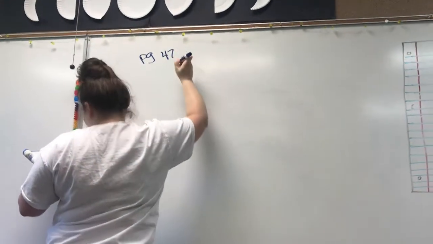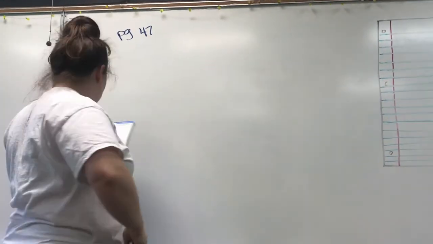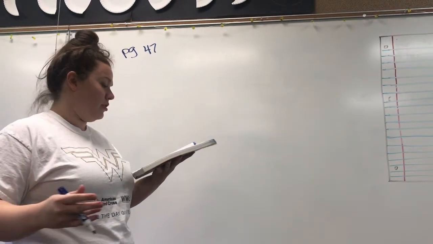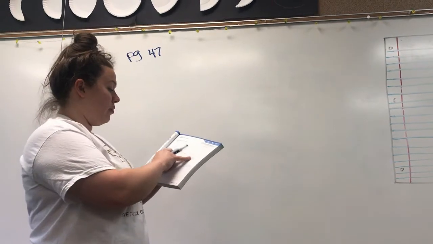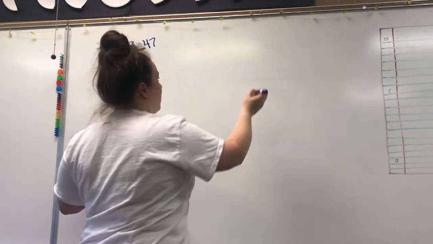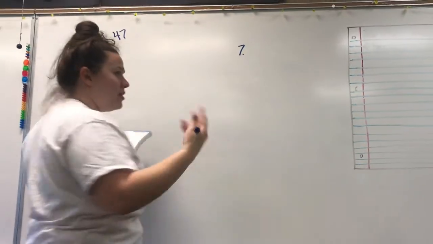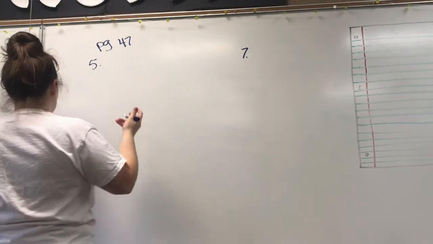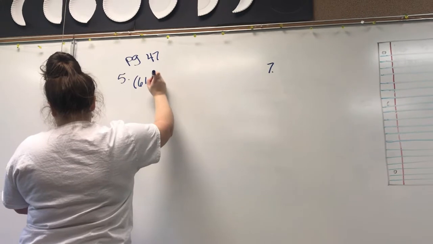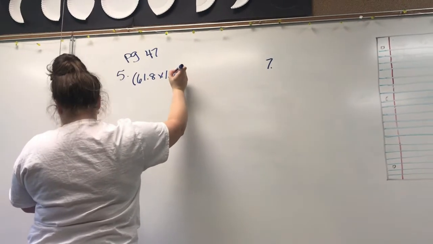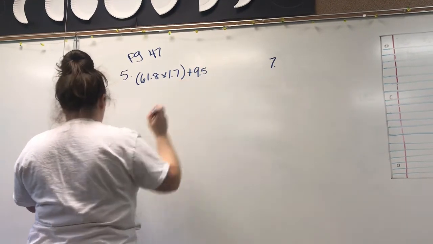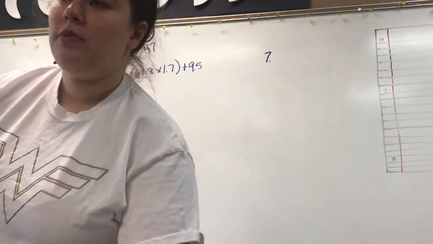We're on page 47 in your book, and because we already went over your math wheel, I feel like you have a good understanding of it. The only thing that we're going to practice is number 5 and number 7. The only reason we're practicing these is because they have parentheses in them, and I want you to get good practice. So with number 5, we are first going to multiply 61.8 times 1.7, and then we're going to add 9.5. We'll just do that one first, okay?